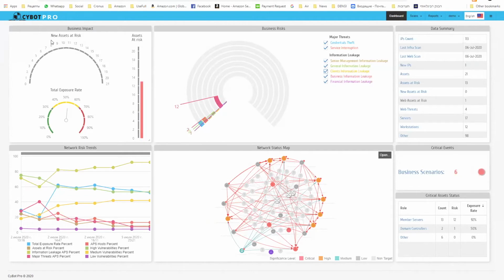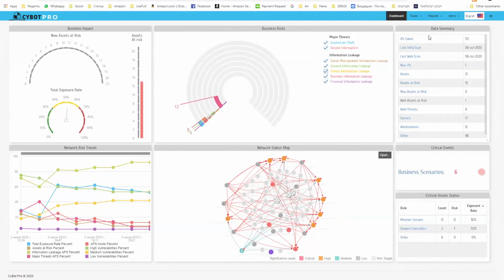On the top left part of the screen we can see the business impact widget. We can see how many assets are at risk, now it is 13. Here is the total exposure rate of the company, how exposed the company is to hacking. On the right side you can see the DAT summary.